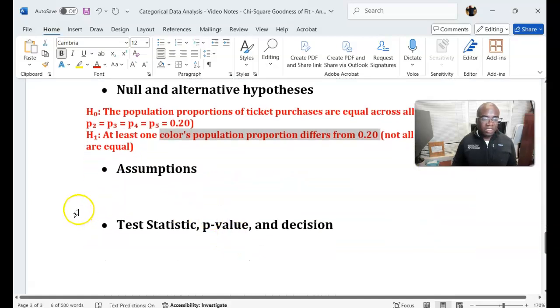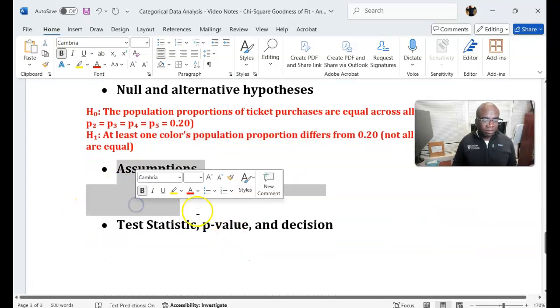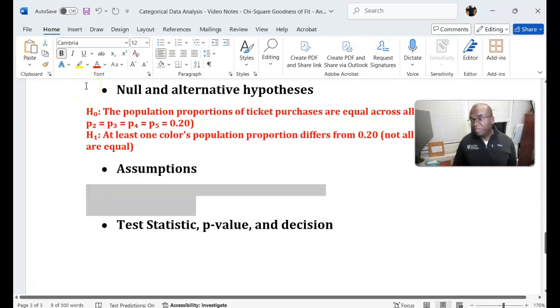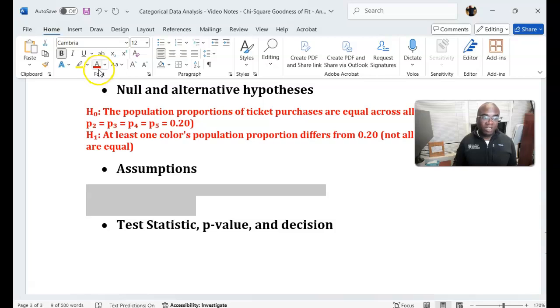Okay? There are only 2 assumptions. Of course, data is random. Data needs to also be random in some way, shape, or form. As you can note, in terms of sampling, it was a convenience sample, so you should take note of that.